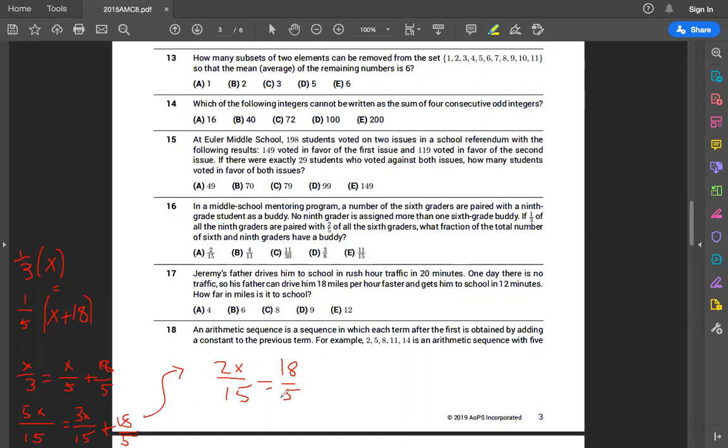Now we'll multiply by 15 on both sides. We get 2x on the left and 54 on the right. All of this means that on a normal day they go at 27 miles per hour. We can use either equation to find the distance, but the first one's easier, so we'll use that. 1/3 of an hour at 27 miles per hour means the answer is 9 miles.